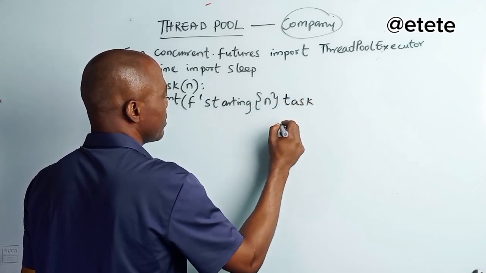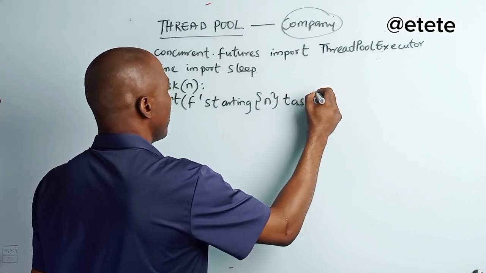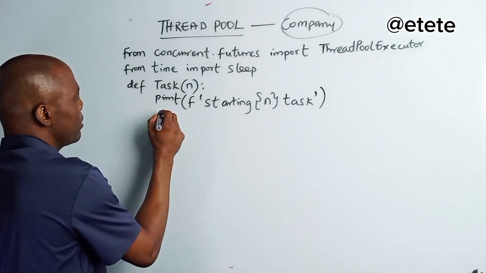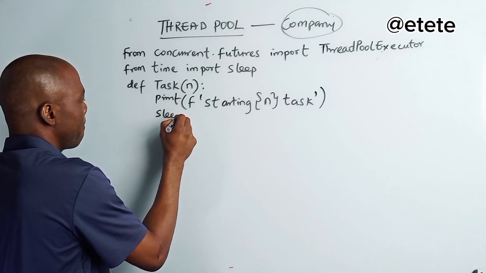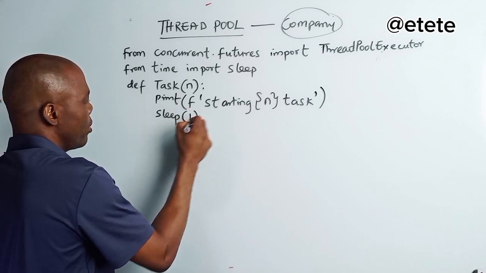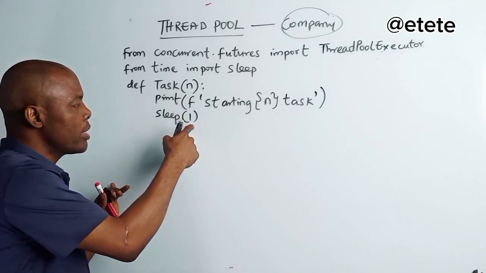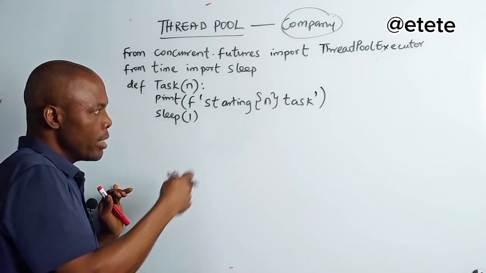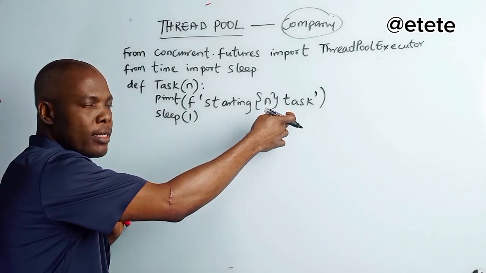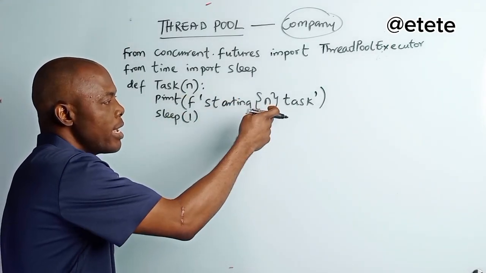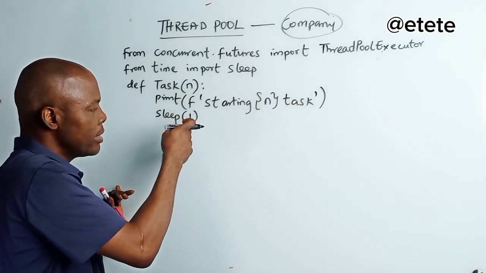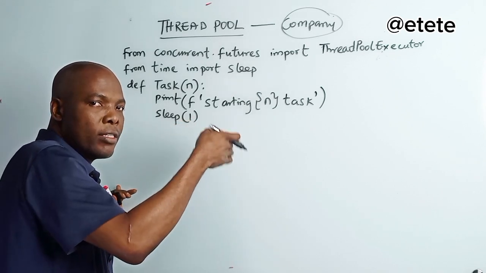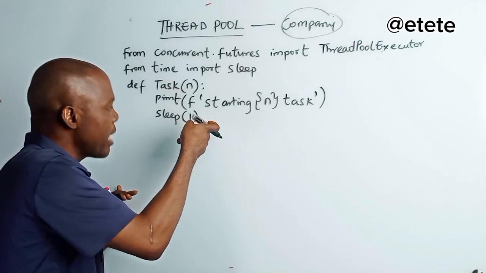I will close this. Then I will call the sleep method and supply 1 to it. This simply means 1 second, so sleep for 1 second. I'm using this sleep to simulate the task. So this will print out starting n task, and then the sleep is just to simulate that the task took 1 second to perform. That is what this is.